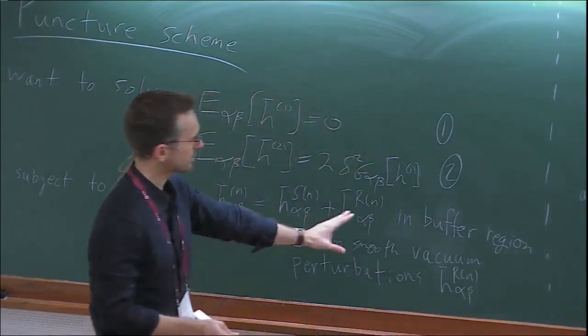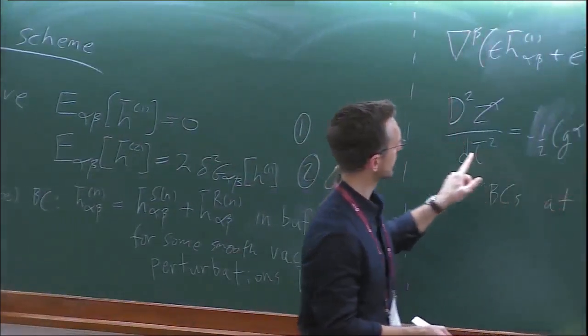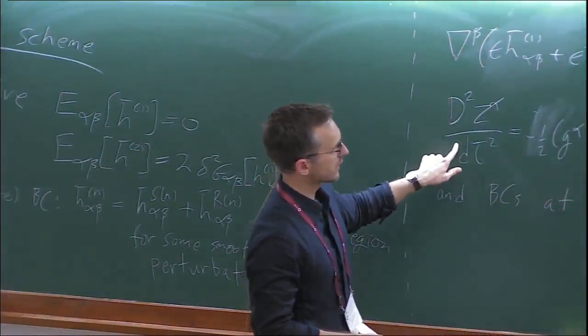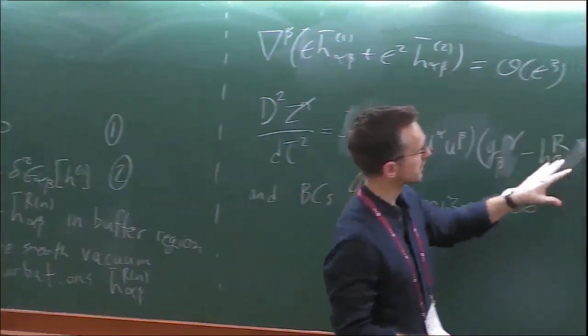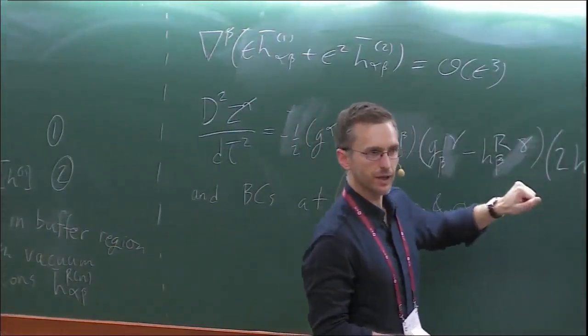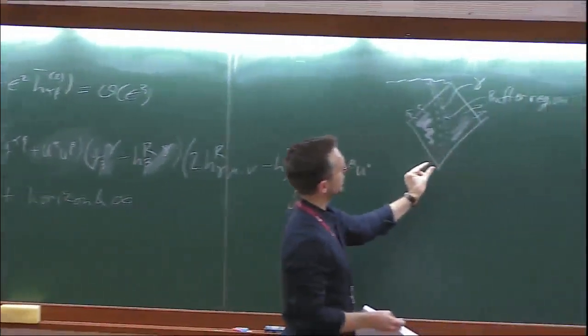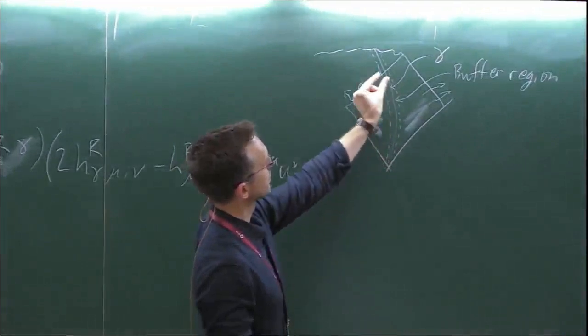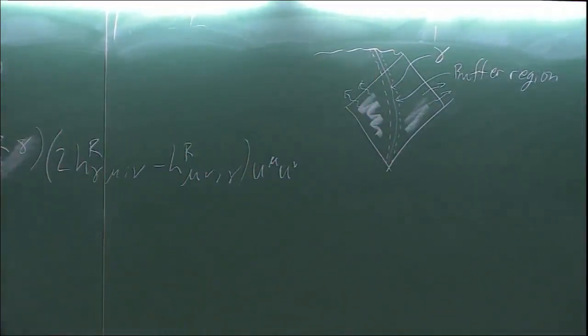But the location of this buffer region is moving in response to your solution because the center of mass world line is accelerated, and the acceleration involves the regular field that you're getting. And the buffer region is always around that world line, so this whole boundary in the buffer region is free to move in response to your solution.